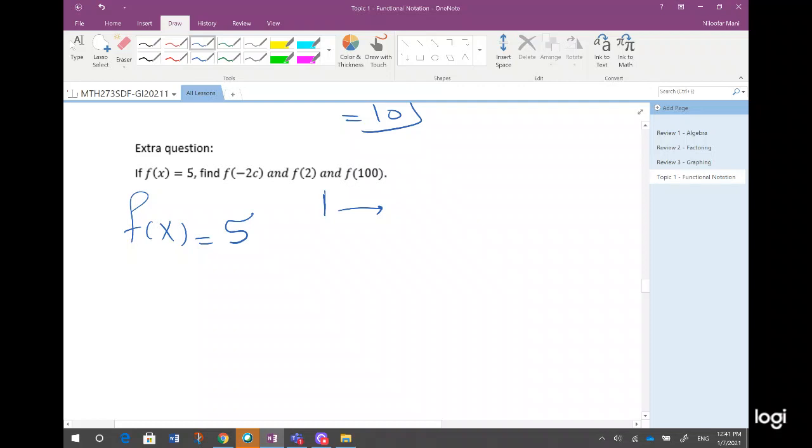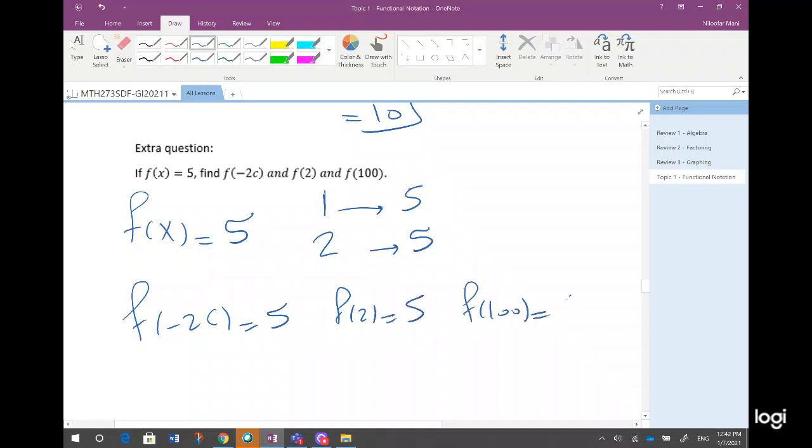Because I don't see any x, the result is just 5. If I do 2, what happens? 5. Whatever I put for x, the result is 5, because that's a constant function. So f of minus 2c is 5. f of 2 is 5. And f of 100 is also 5, because that's a constant function.